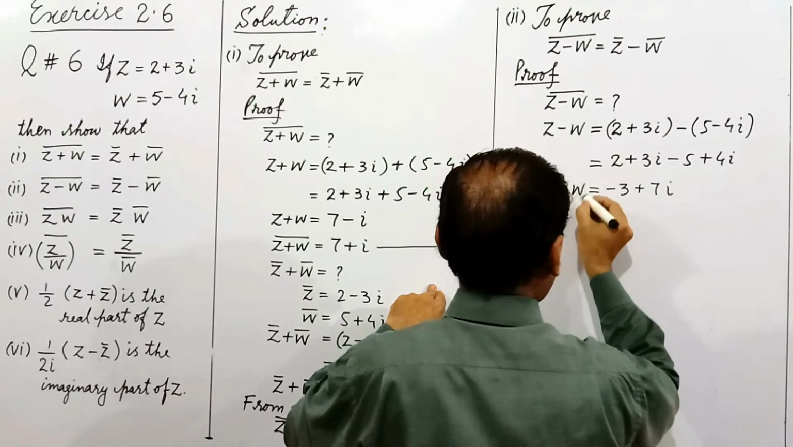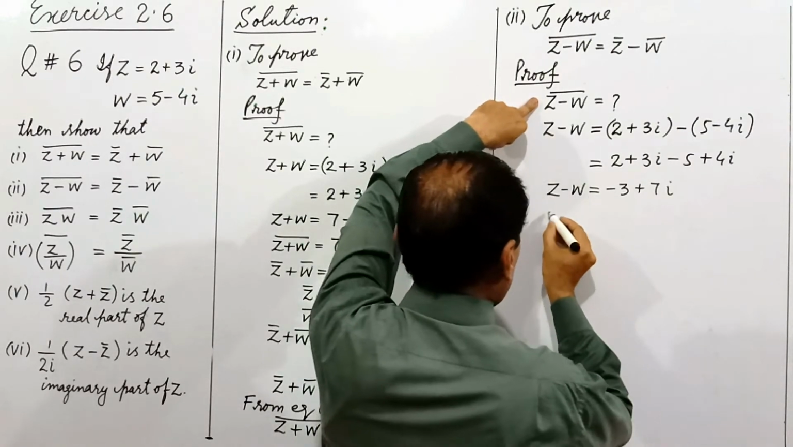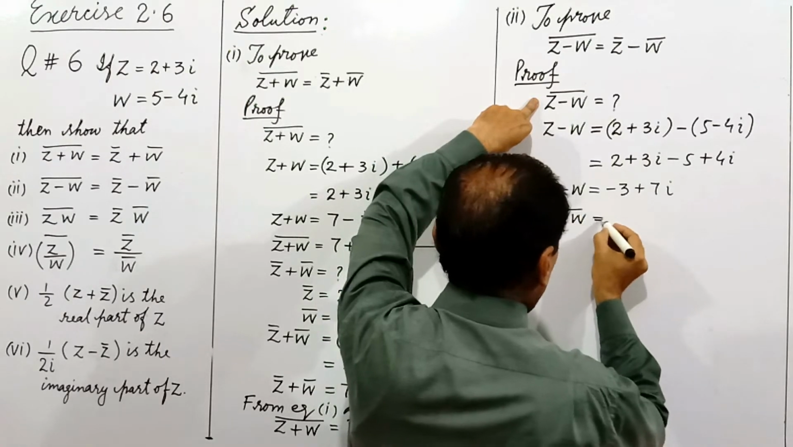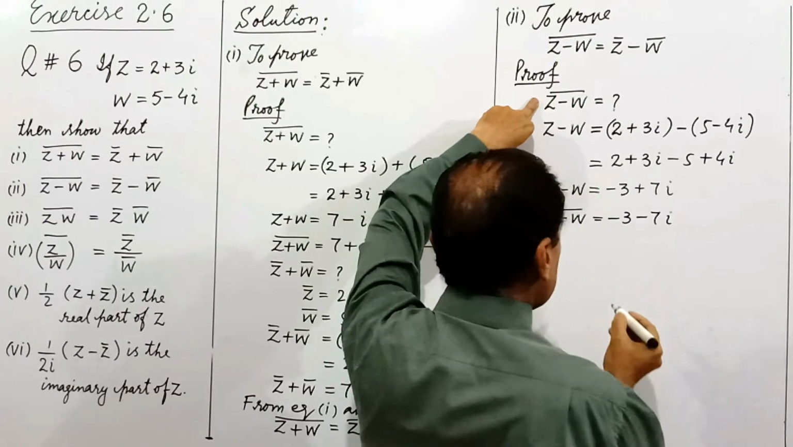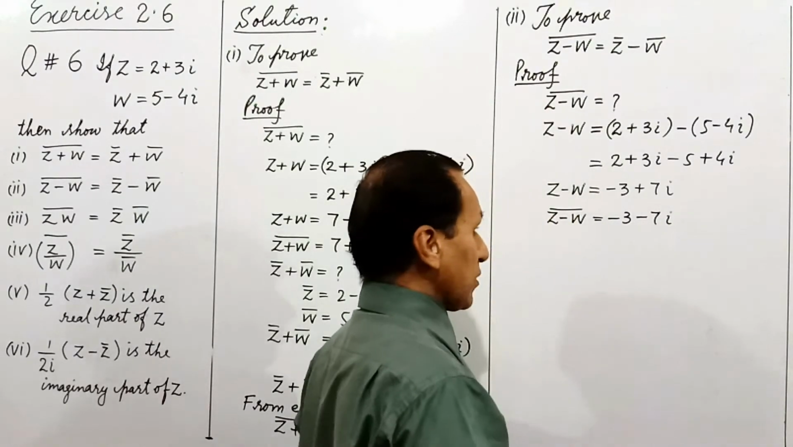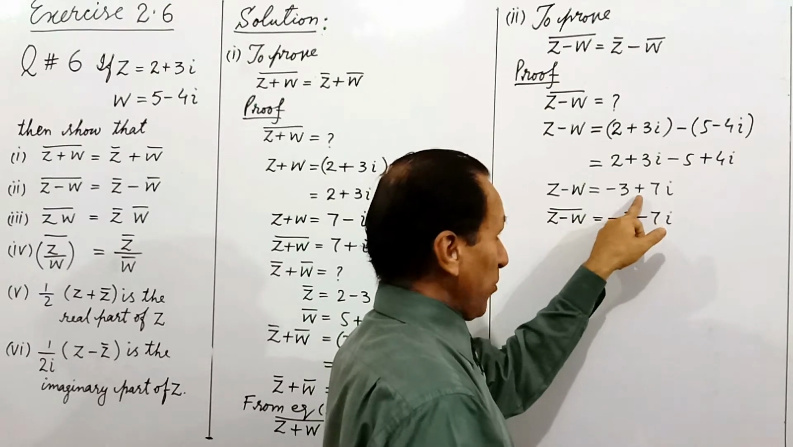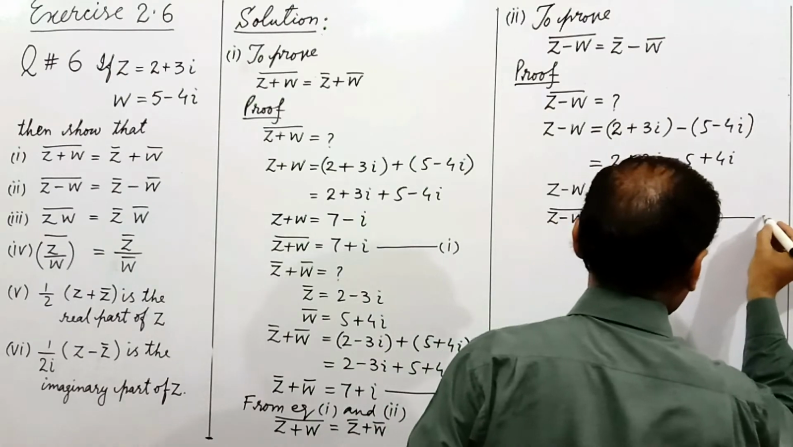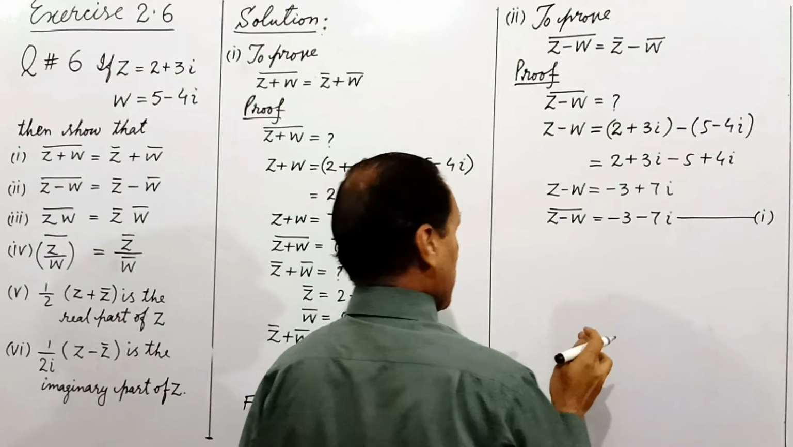Z minus W. As in the left hand side we require the conjugate, we take the conjugate of both sides and we get minus 3 minus 7 iota, as the basic requirement to get the conjugate of the complex number is to change the sign from plus to minus. We get the result of the left hand side, we name it as equation 1.